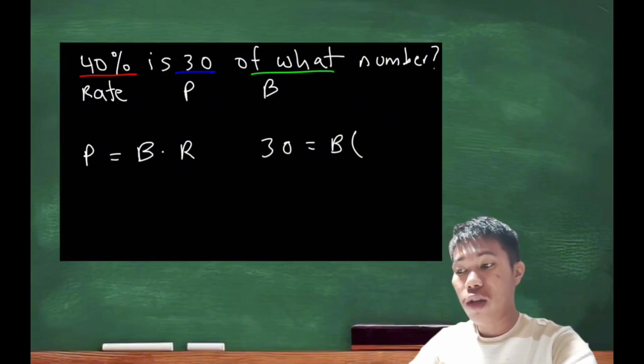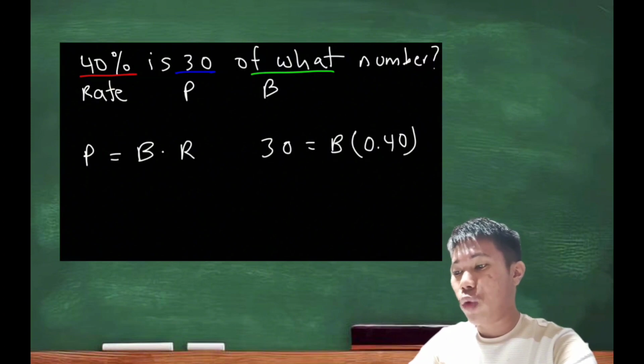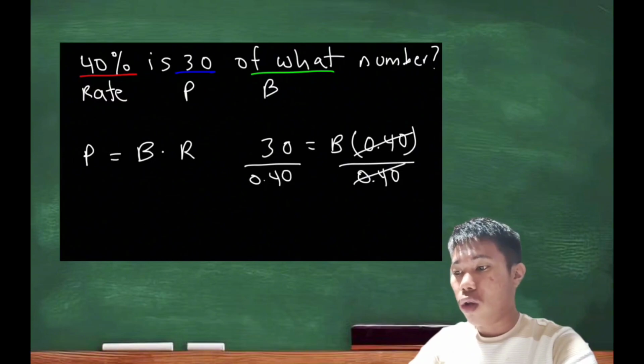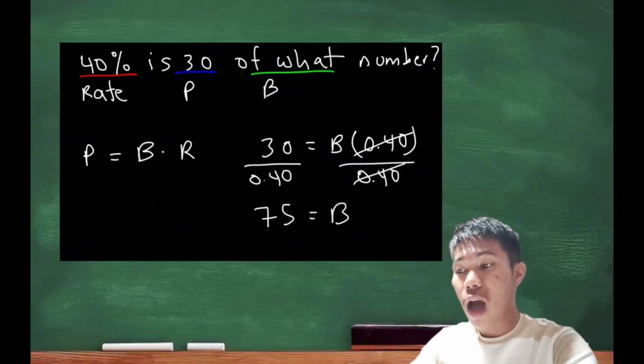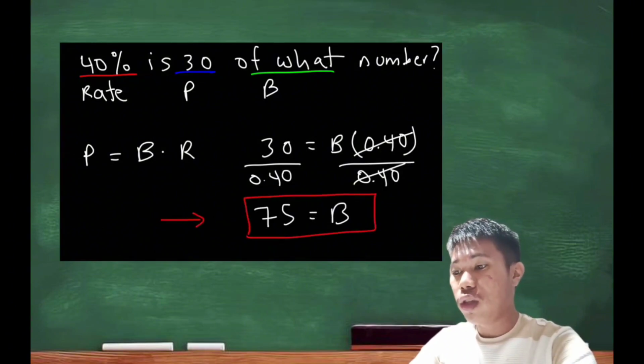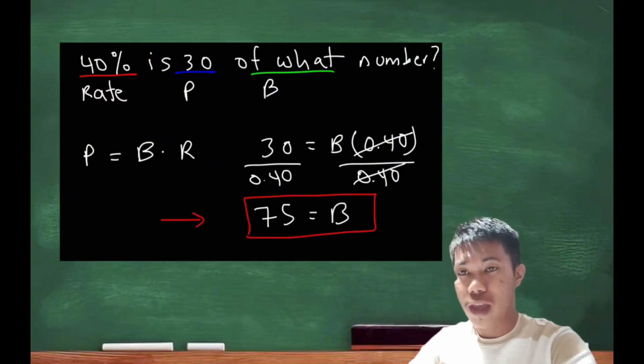So 40 divided by 100 is 0.40. So now we need to do a little math here. How can we calculate the base in order to get B by itself on the right side of the equation? We need to divide both sides by 0.40. 0.40 divided by itself is 1, so those numbers will cancel. We have 30 divided by 0.40, and that will give us 75. And so that is the base, that is the answer that we were looking for. So we could say that 40% of 75 is 30. So that's how we can complete the sentence.